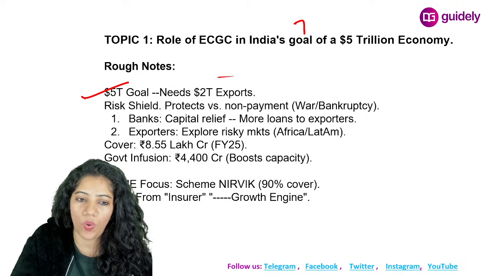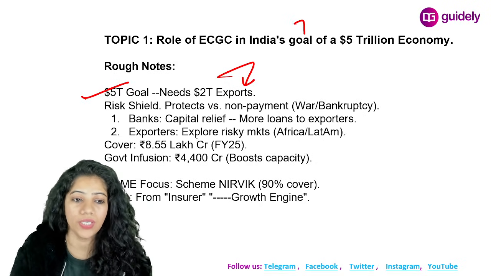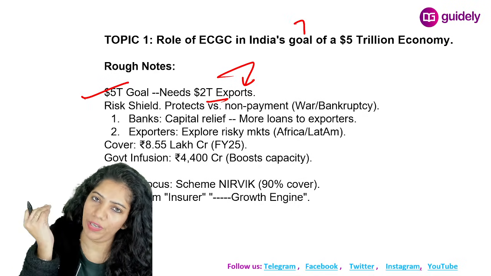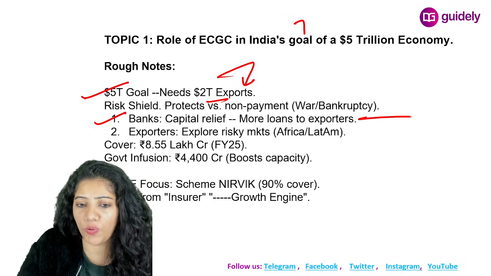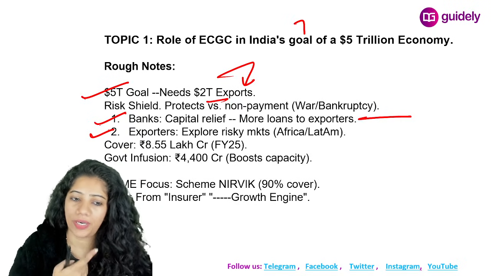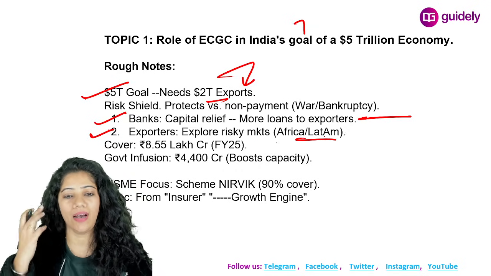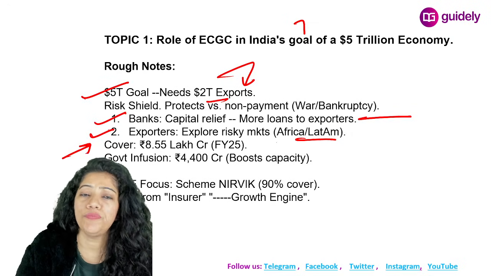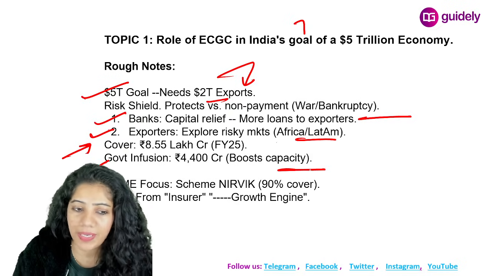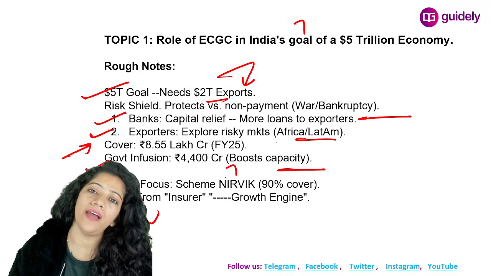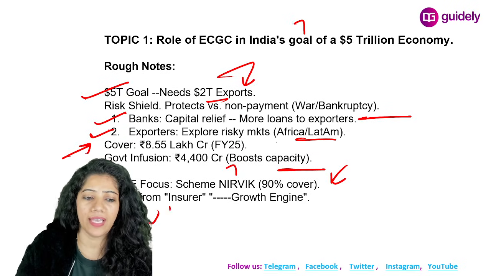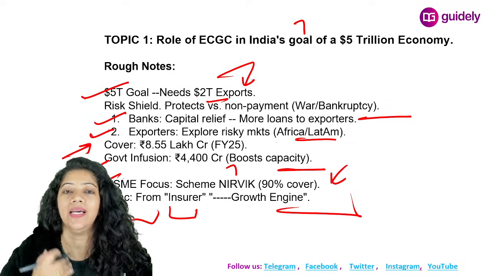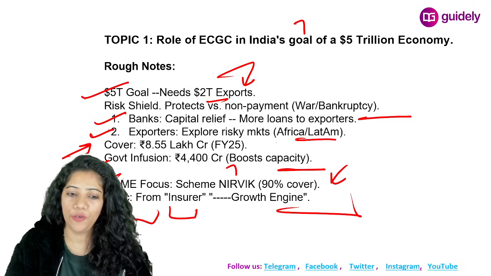So first, goal: what we need is exports of $2 trillion. Risk shield: protects against non-payment like war or any kind of bankruptcy. Then we will be talking about banks: capital relief, more loans to exporters. Then we'll write about exporters exploring risky markets, you can take the example of Africa. Cover would be of 8.55 lakh crore for the year 2025. Government infusion of 4,400 crores to boost capacity. And then MSME focus: a scheme like NIRVIC with 90% cover. And then in conclusion you will say from insurer to growth engine. So this is my rough work. You will find all these things in the essay. When you will be planning for your essay, you will be writing in your own way.